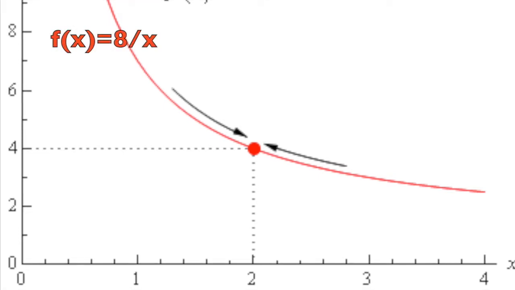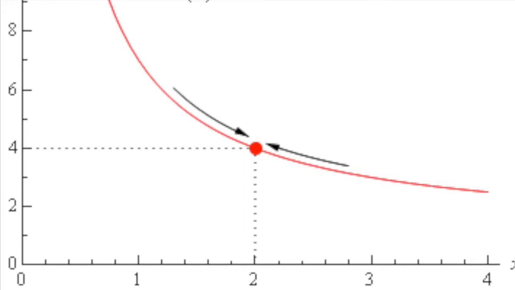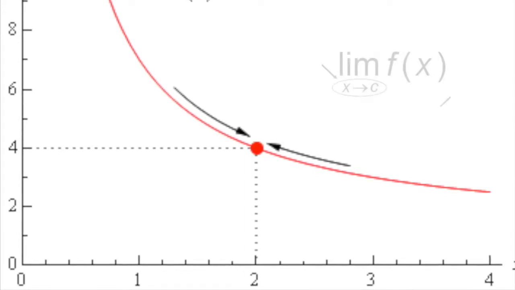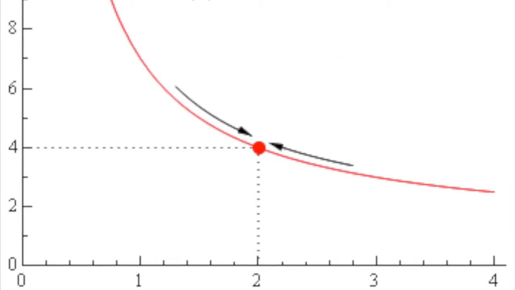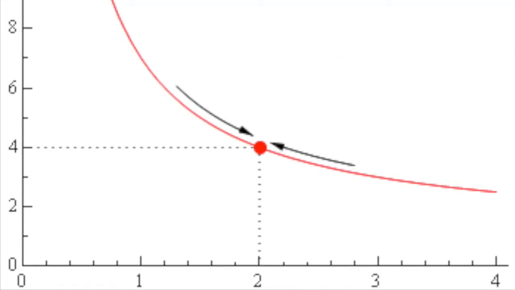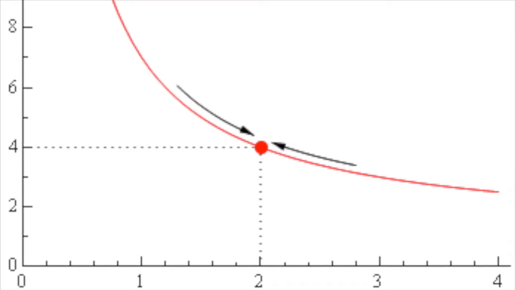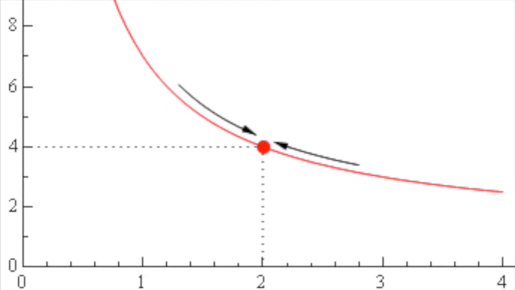So there's this function 8 over x, and the definition of a limit was that the limit of f of x as x gets closer to c is L, and c in this case is 2. So if you want to find L, you need to find values closer and closer to 2 but less than 2, and values closer and closer to 2 but greater than 2, and you have to see that they're both approaching the same value.